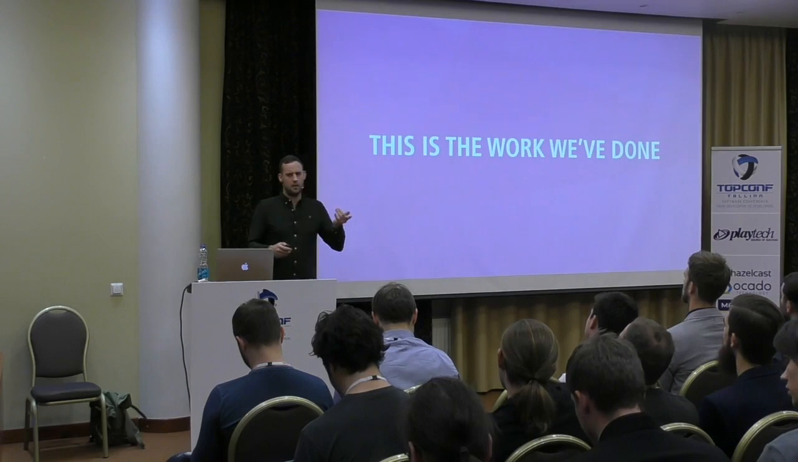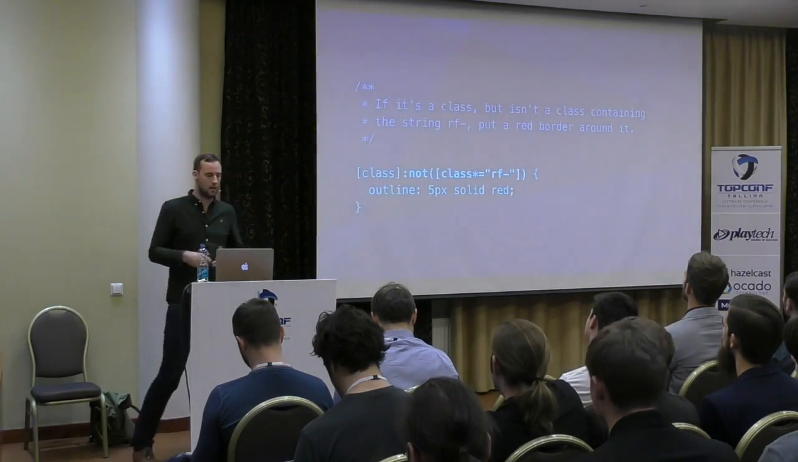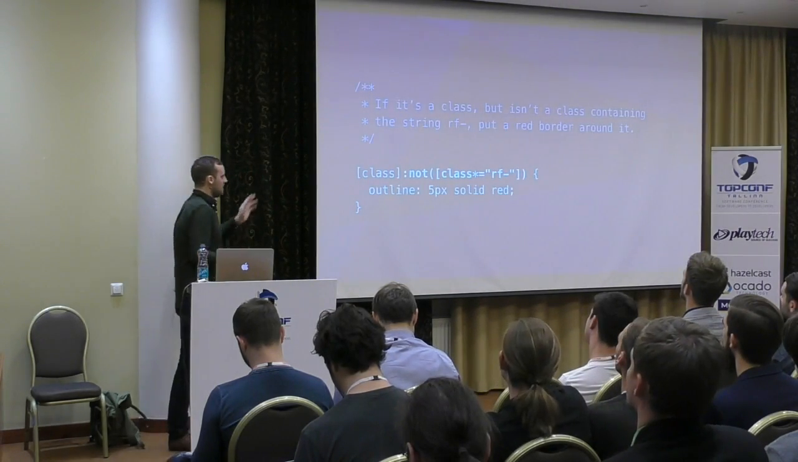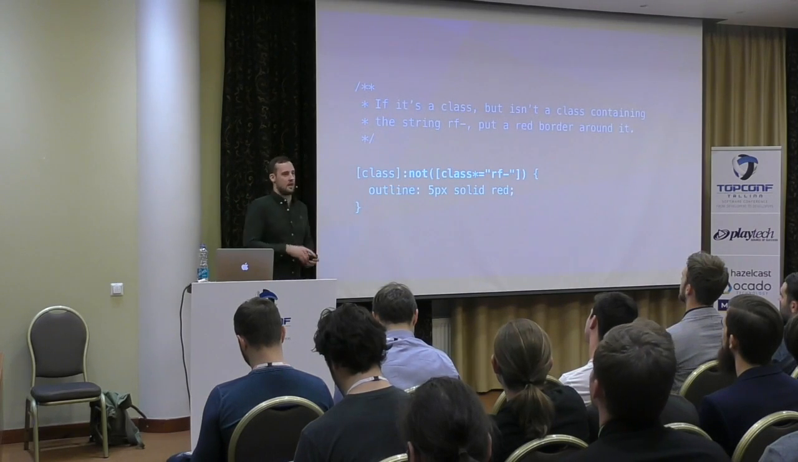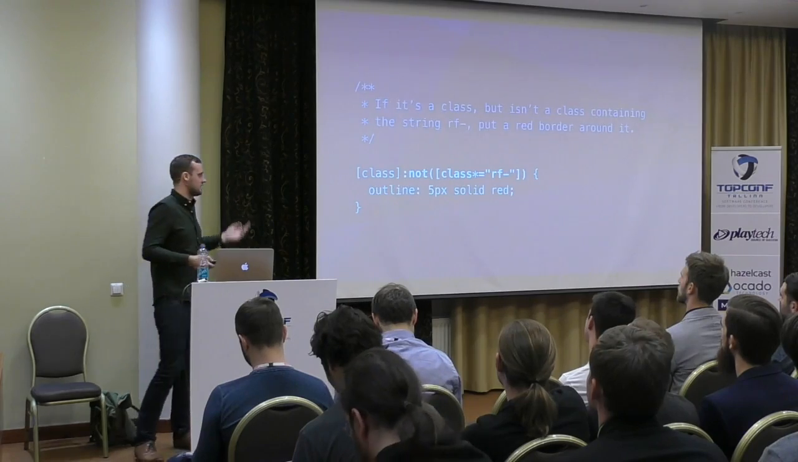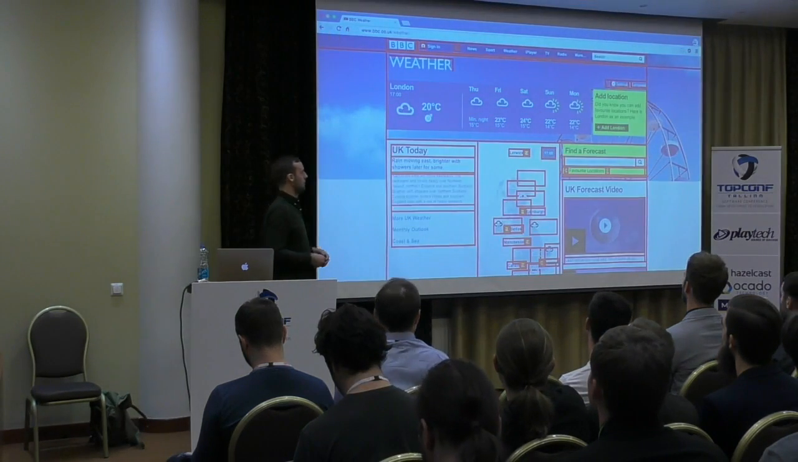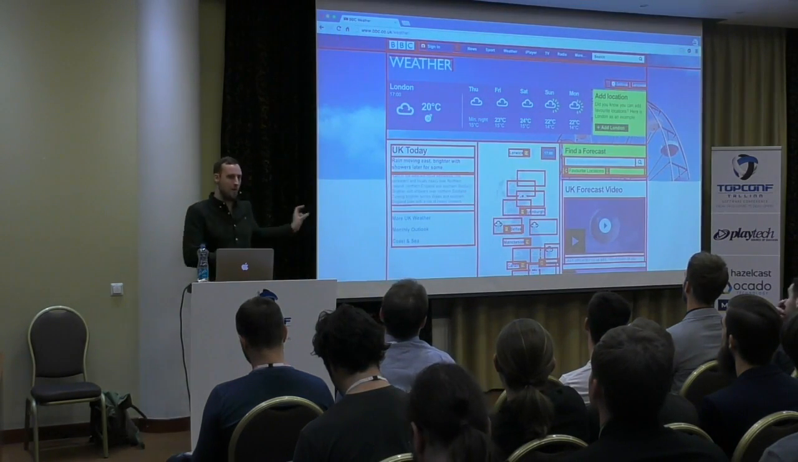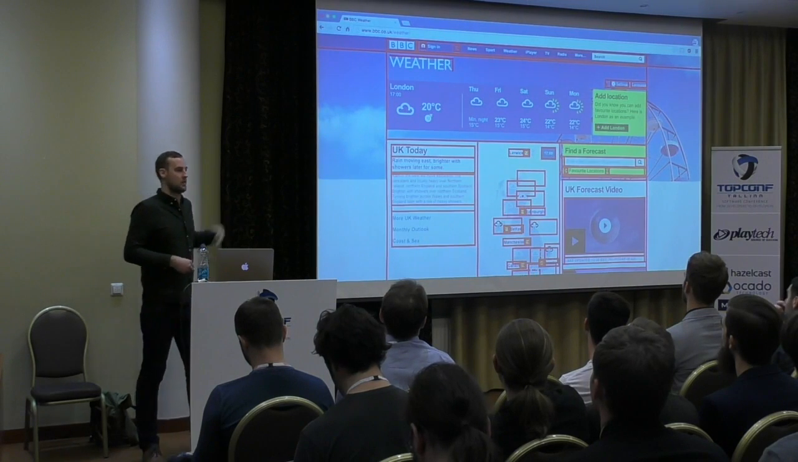To invert what we're looking at, we could just write a selector like this. Find me every class that is not a class that contains RF and throw a red border around that. Here we can see, if we turn this on, that the only thing we have refactored here is the little weather in London masthead. There's a lot of red on this page.